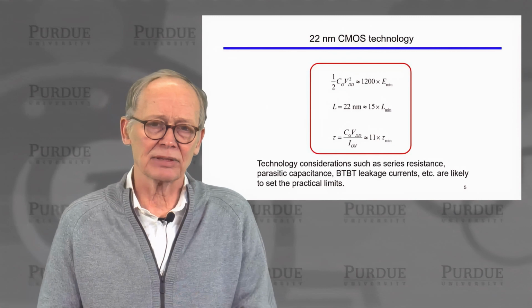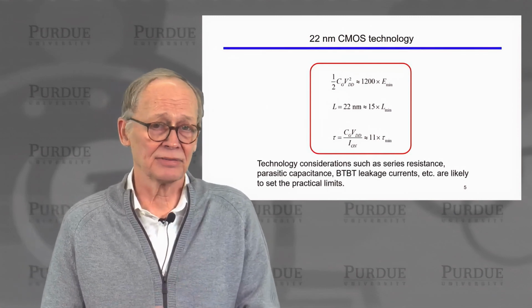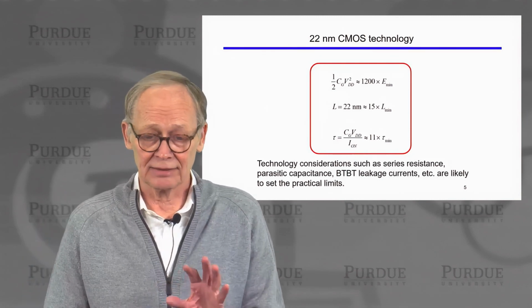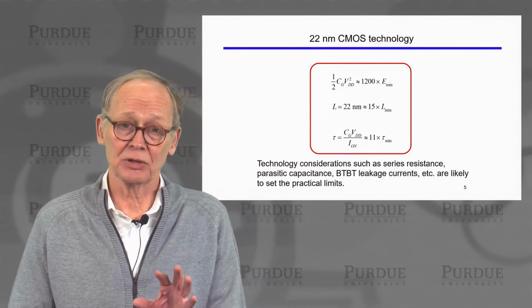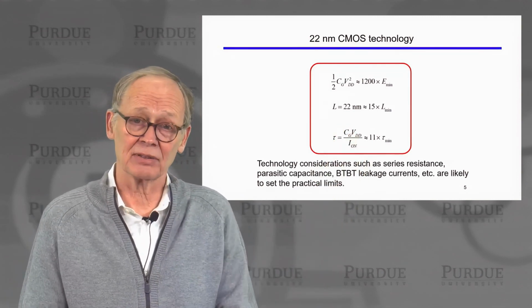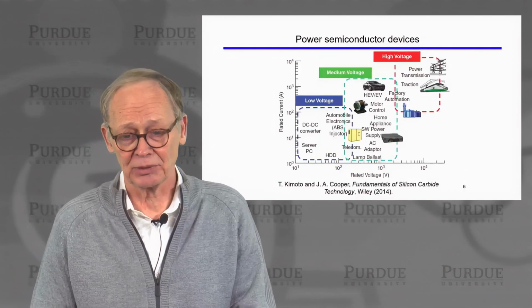There are various leakage currents from band-to-band tunneling and things. And these practical issues will end up dictating how close to the fundamental limits we can get. But the point is, in terms of a couple of these parameters, we're very close now. The other one, it's going to be hard to get significantly closer just because we need these circuits to operate in the presence of noise.